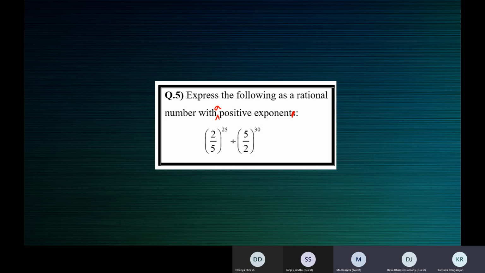Ma'am, is it 2 by 5 to the power 55? So what is the exponent there? 55, ma'am. And it's a positive power. Yes, ma'am, it's plus 55. All right, let's see if that's right.